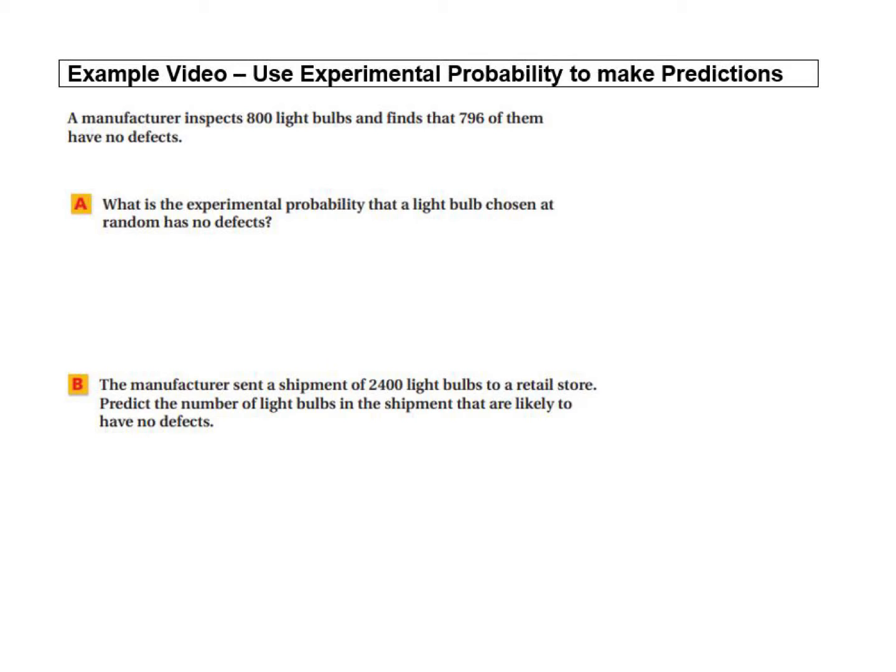In this example video, we are going to use experimental probability to make predictions. So our example is a manufacturer inspects 800 light bulbs and finds that 696 of them have no defects. So most of them are great. They did find some with some defects, but most of them are looking pretty good. What is the experimental probability that a light bulb chosen at random has no defects?